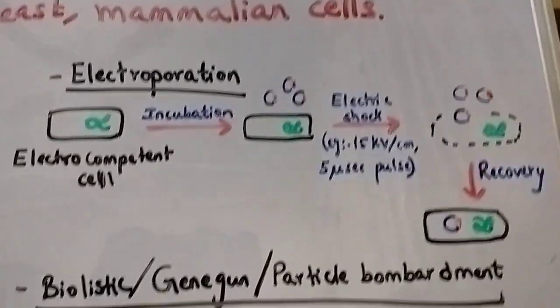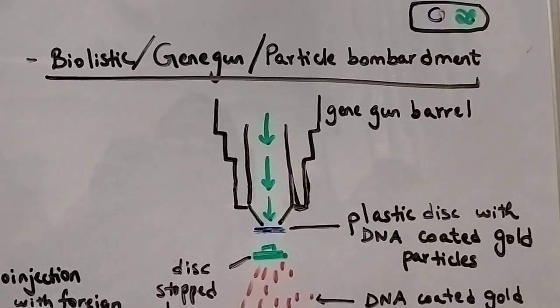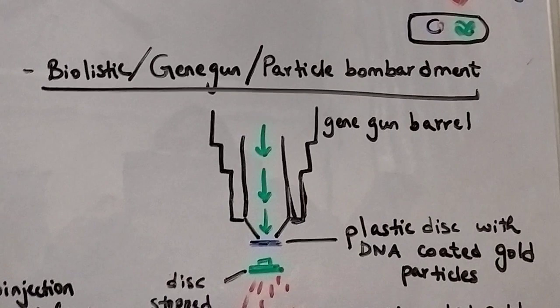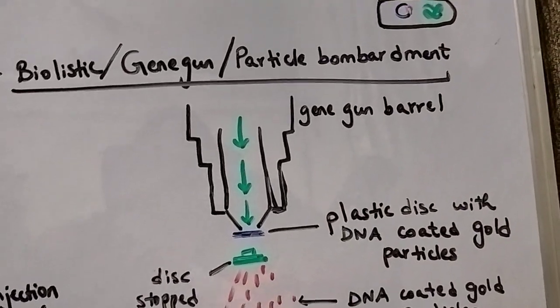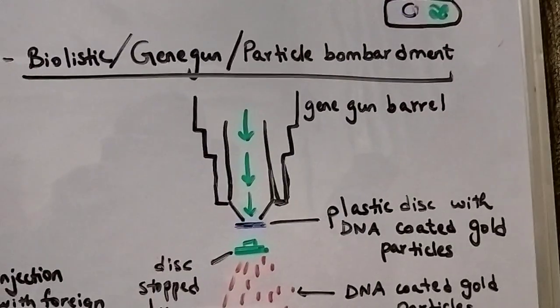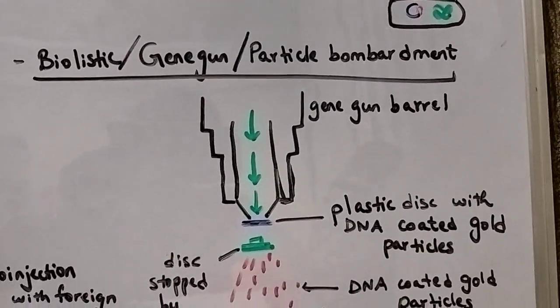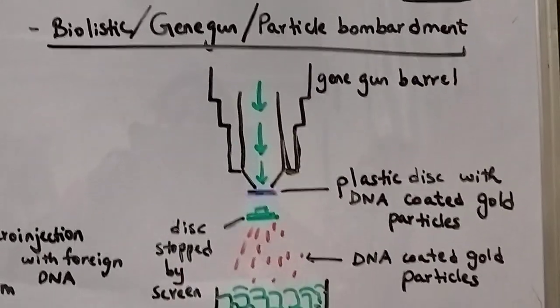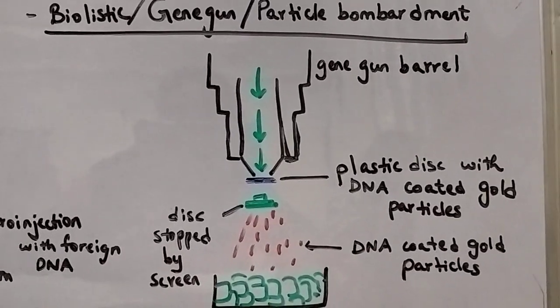host cell. Now coming to the next method, that is biolistic gene gun or particle bombardment method. This method is usually used for plant transformation, transfection of neurons or transfection of cells which are deep in tissue.